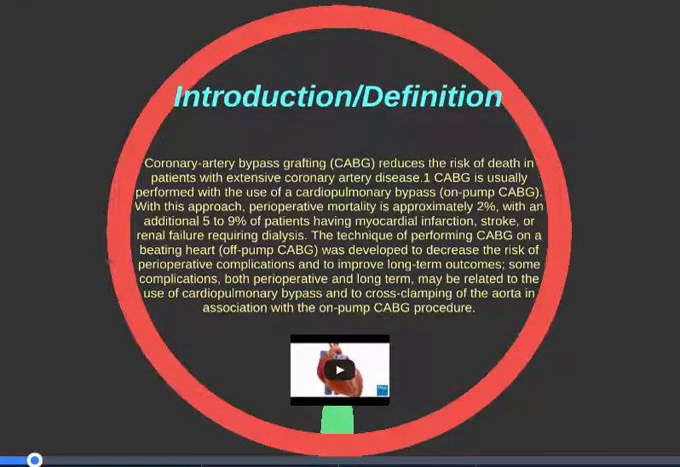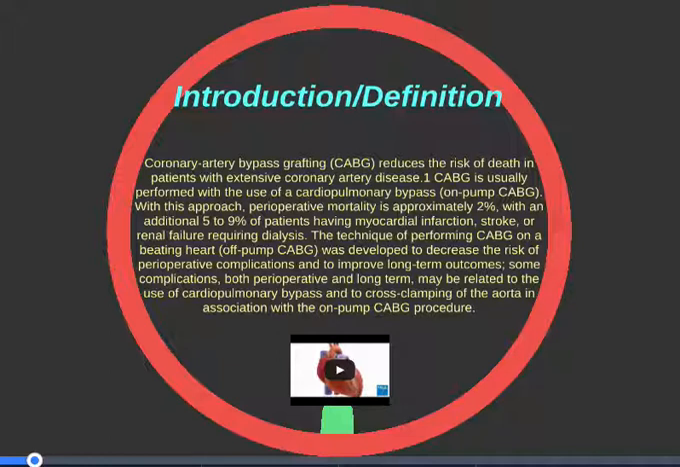Introduction. Coronary artery bypass grafting reduces the risk of death in patients with extensive coronary artery disease. CABG is usually performed with the use of cardiopulmonary bypass. With this approach, perioperative mortality is approximately 2%, with an additional 5 to 9% of patients having myocardial infarction, stroke, or renal failure requiring dialysis.